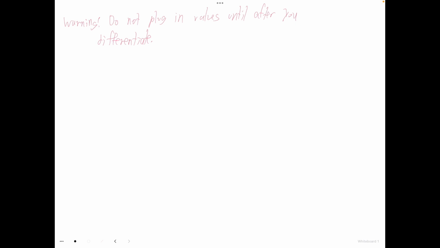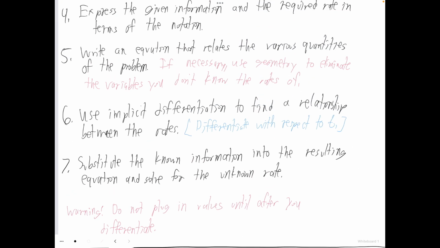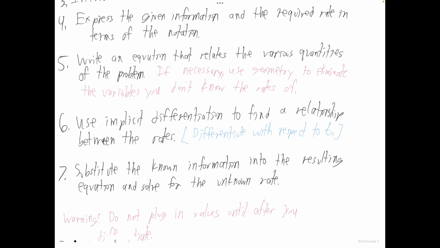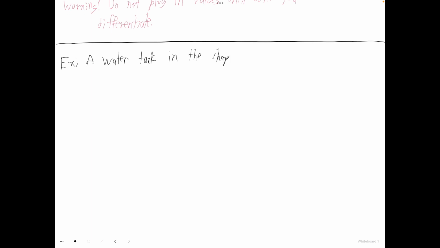Okay, so we're now going to look at another problem. And as I mentioned before, in this problem, we're going to have the situation where we have to use geometry to eliminate some stuff. And so we have a water tank in the shape of an inverted cone with base radius 2 meters, and height 4 meters.